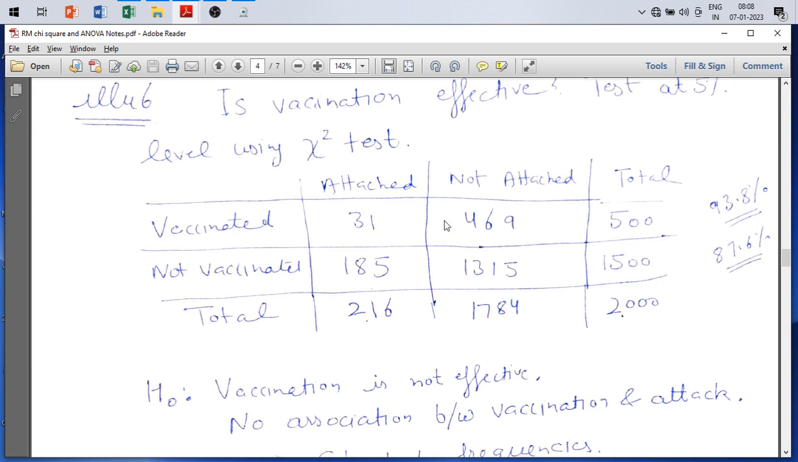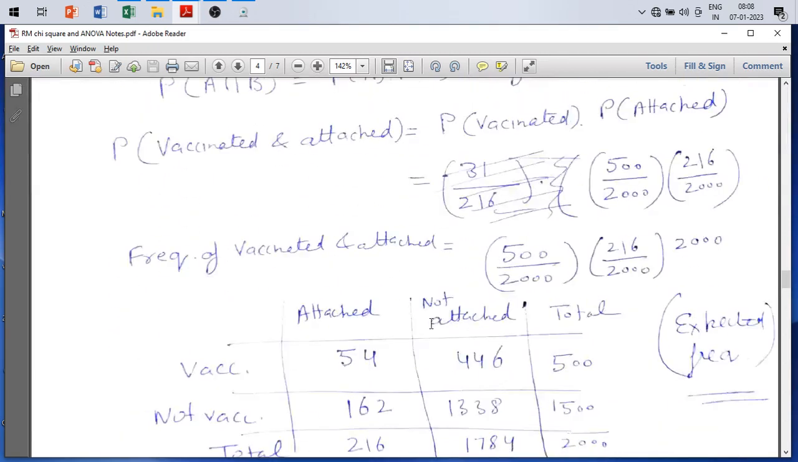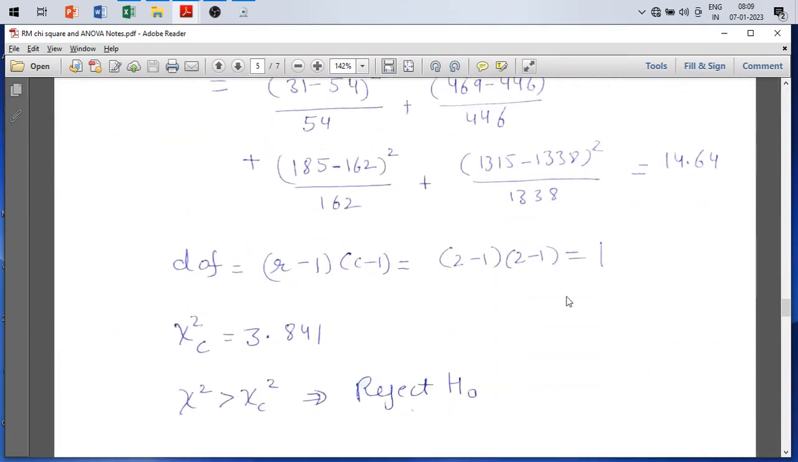Okay, so that is why it becomes number of rows minus 1 multiplied by number of columns minus 1. That degree of freedom is that. Okay, so degree of freedom is 1, and chi square is 14.64.